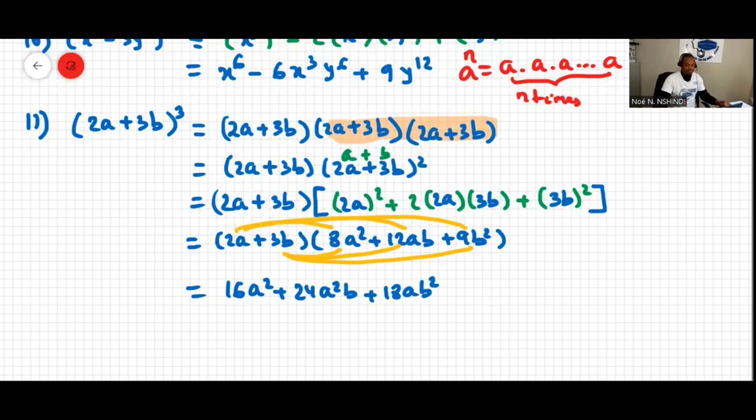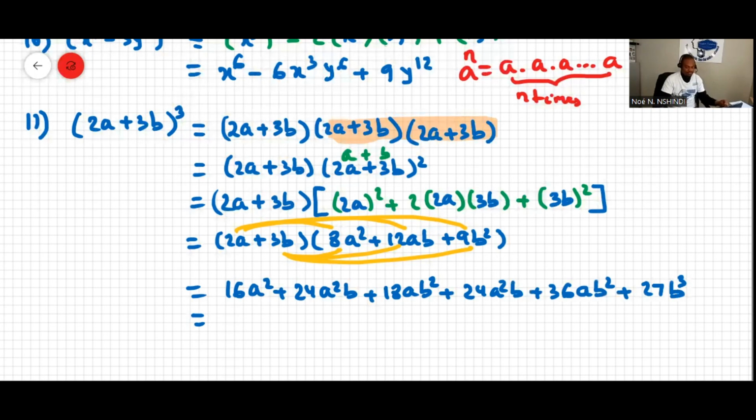And now plus 3b times 8a squared will make plus 24a squared b. And then 3b times 12ab will make 36ab squared. 3b times 9b squared makes 27b cubed. Now we can combine like terms again if there are any.